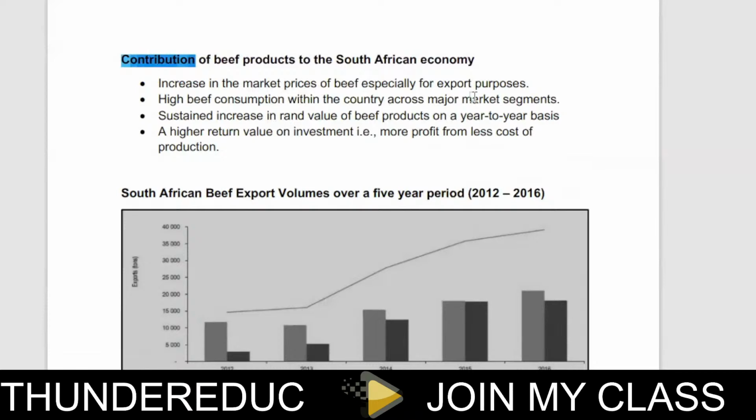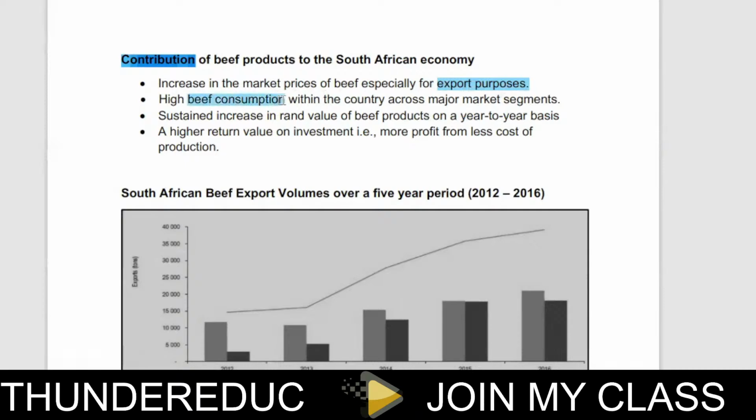So we know that the beef can be exported to the international market. And when you export them to the international market, what is the effect? So if you export them to the international market, that means many people will be employed. Okay, that means there will be foreign exchange. So export is developed. Now that this trade is developed. Okay. Another thing is that high beef consumption within the country across the major market segments. So it contributes to beef production, consumption of beef.